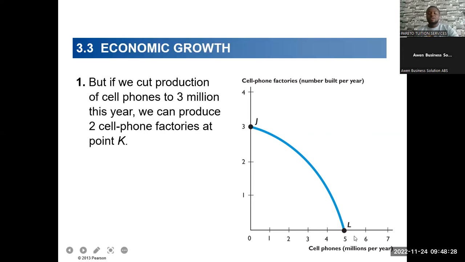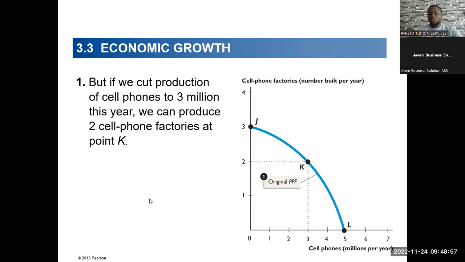Only cell phones, without getting any factory to produce the cell phones. So if we continue to be at L, we can only produce 5 million units of cell phones, nothing more. We can no longer produce something more than that. But what happens if we actually reduce the quantity of cell phones we are producing? Then we channel those resources into producing cell phone factories.